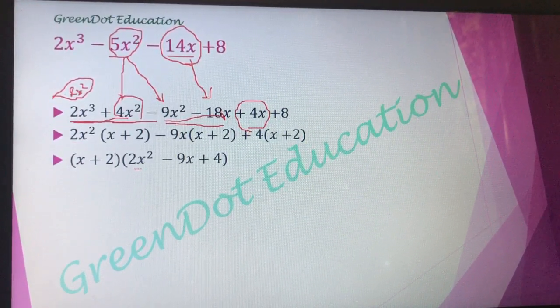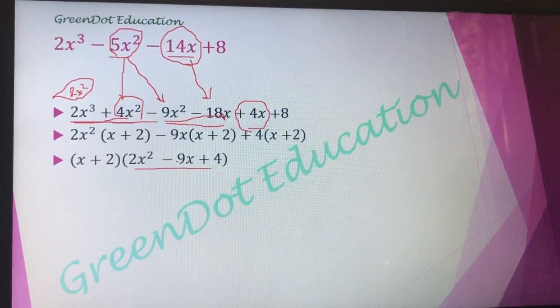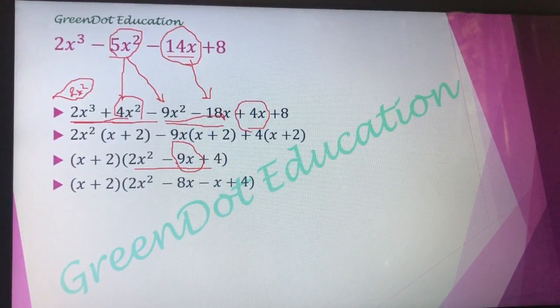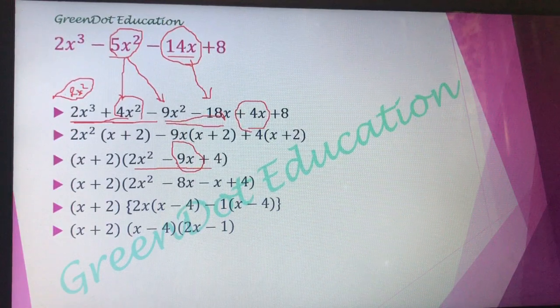Now again writing these factors and grouping them together, we get x plus 2, and again we get a quadratic polynomial. Now this quadratic polynomial, again to find out the remaining zeros, we have to factorize them by splitting the middle term. So by splitting the middle term, we get this polynomial in this form, that is 2x square minus 8x minus 9x plus 4. We know how to split the quadratic polynomial. So again taking the common factors, we get finally x plus 2, x minus 4 and 2x minus 1 as the factors of this polynomial.